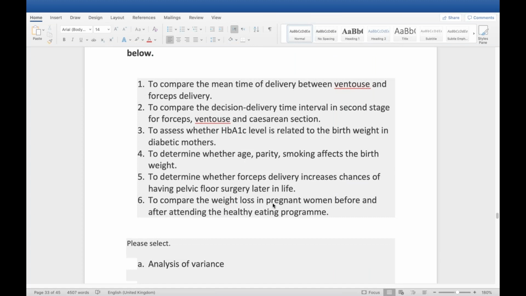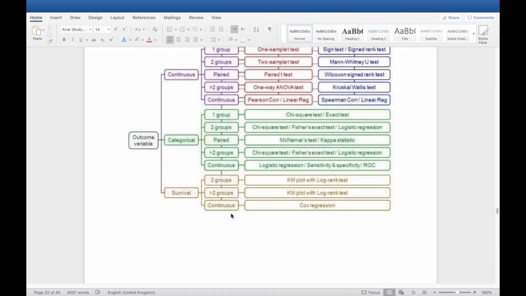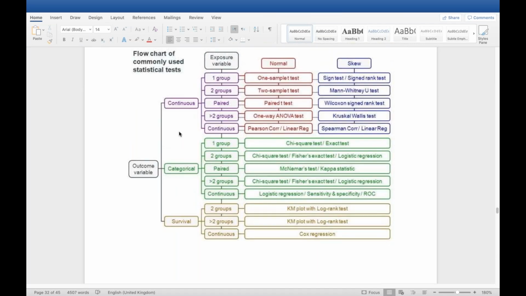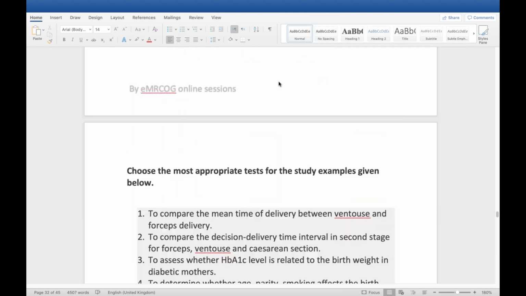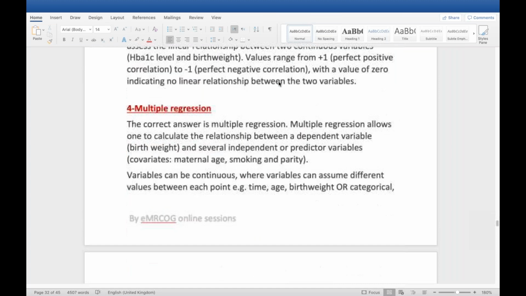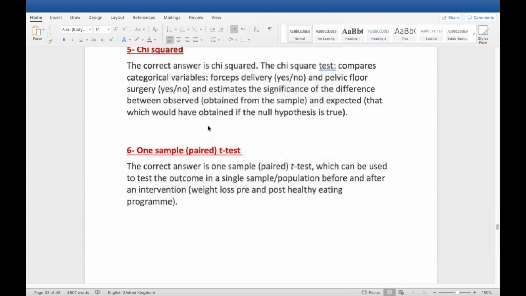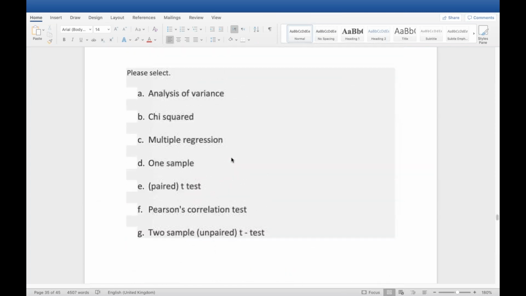Again, to compare weight loss, that's a number, isn't it? In women before and after attending a healthy eating program. So that's a number, and it's going through categories. So weight loss, continuous, and attending or not attending. Is it two sample t-test? Let's have a look. Yes, it's t-test. Okay, so it's a t-test. So I have to see the outcomes.